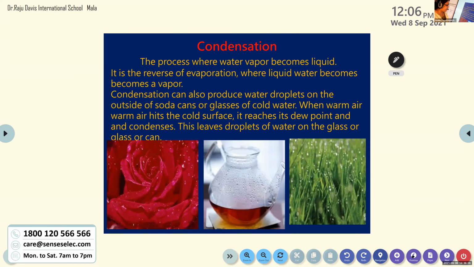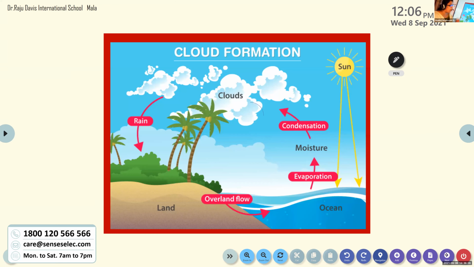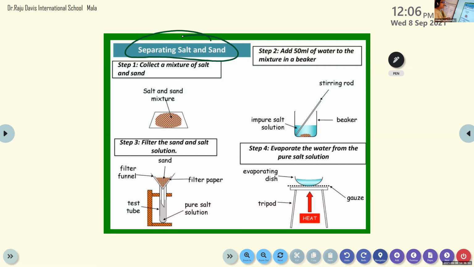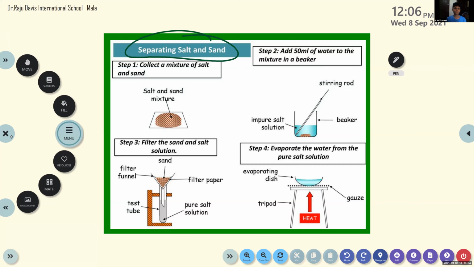So I think it's very clear to everyone. So in this, how many processes are taking place? Two processes, evaporation and condensation. So these are some of the examples where we can have the separation of things due to more than one or two methods. Now we are going to see one activity. So the first activity we are going to see is separating salt and sand from salty water.